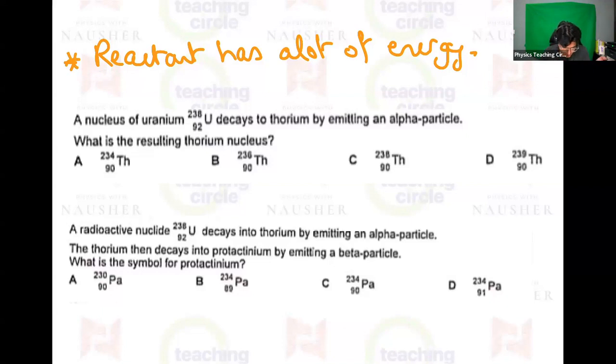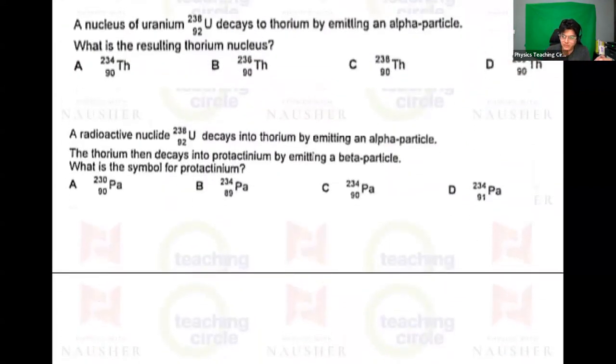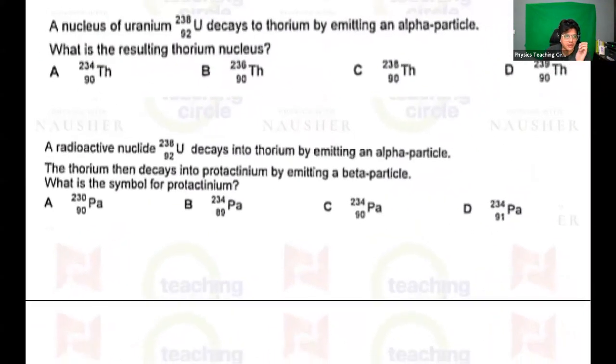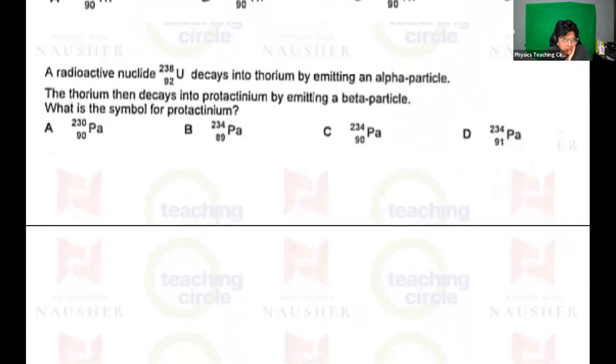All right, so let's do this question. A radioactive nuclide, uranium-238-92, decays into thorium by emitting an alpha particle. So do you understand the first stage? Uranium-238-92.